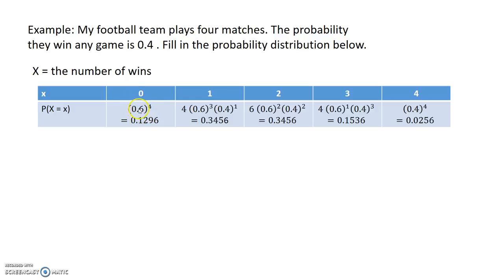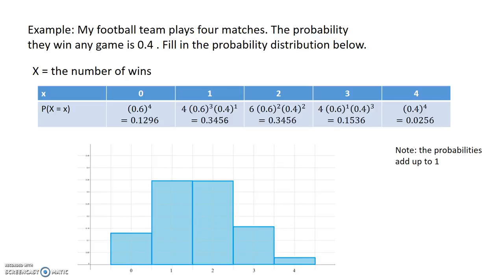To lose all 4 is 0.6 to the power 4. To win all 4 is 0.4 to the power 4. The other ones, like here I lose 3 and win 1, and there's 4 ways that can happen. If I win 2 and lose 2, there's 6 ways that can happen. If I win 1 and lose 3, there are 4 ways for that to happen. And so that gives me my outcomes. Okay, and I can graph that as well. Got to know probabilities have to add up to 1.